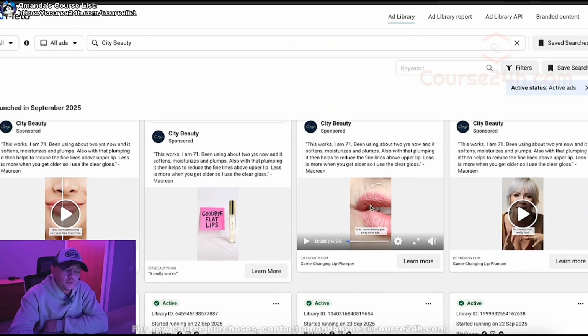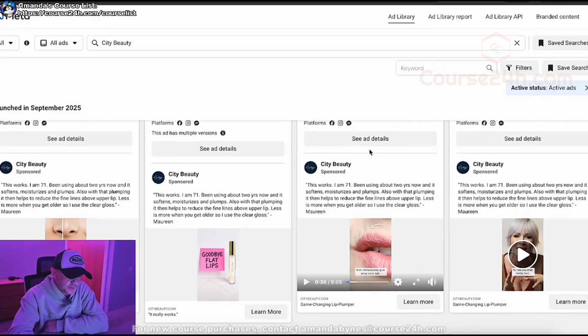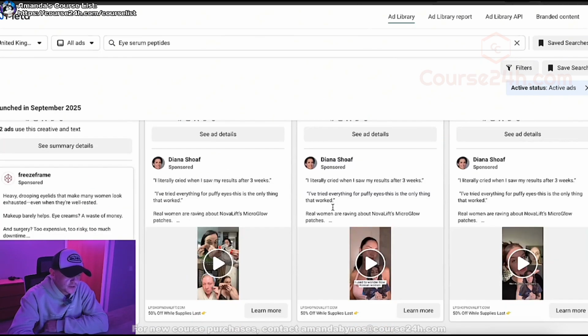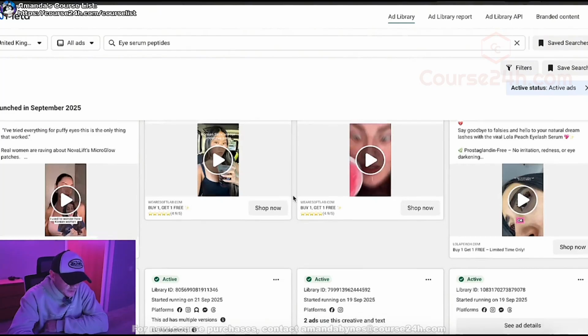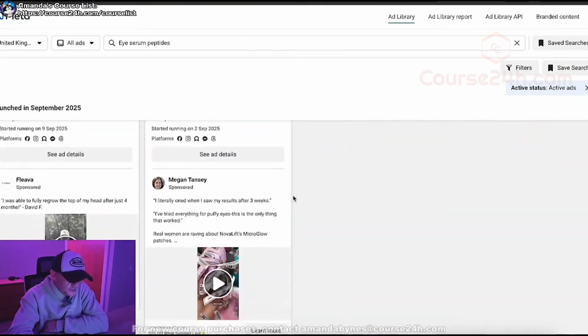This is a more branded style VSL, right? So this is a type of concept that we could steal. Maybe not the angle because it's a different product, right? But let's go back over to this one, because this one is very similar in nature to our one. So we can probably steal more of this.